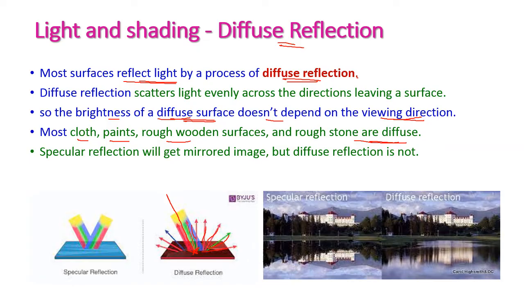There is a difference between specular reflection and diffuse reflection. With specular reflection, we get a mirrored image, but with diffuse reflection we do not, because we get only a blurred image.